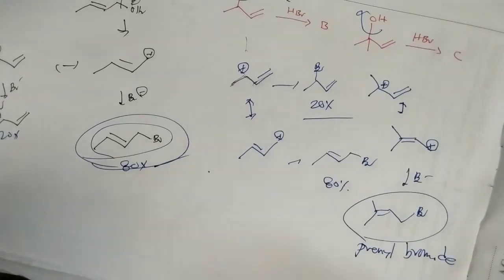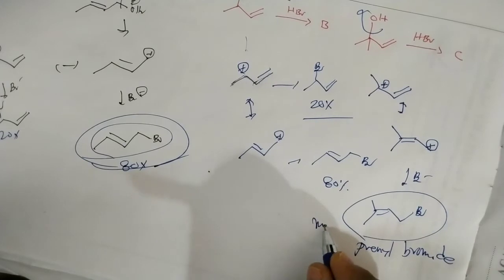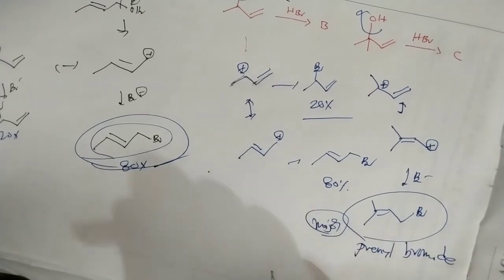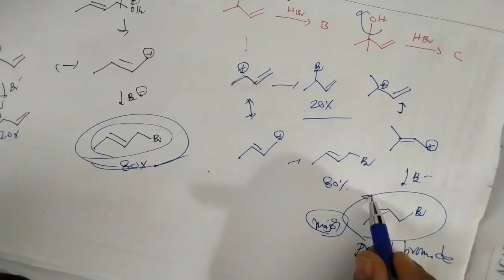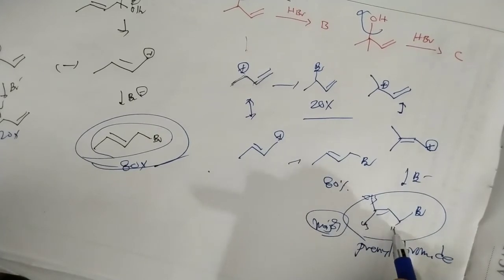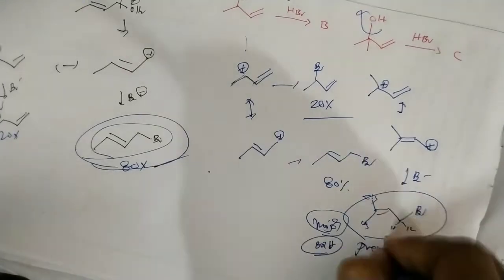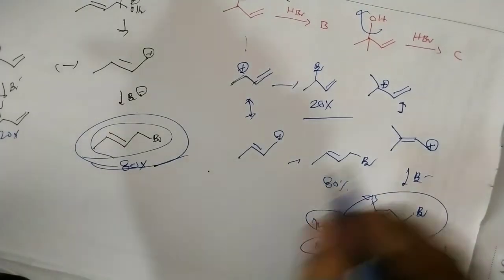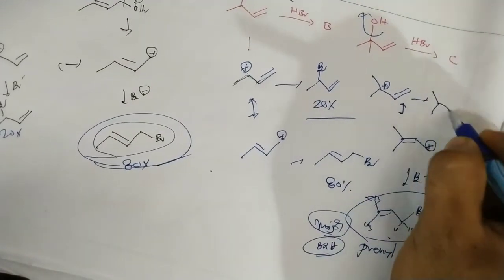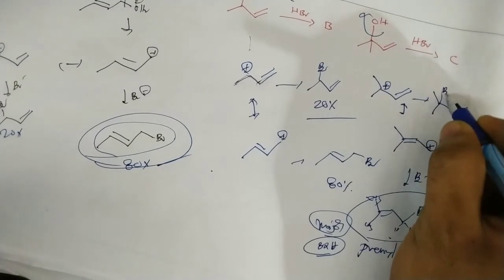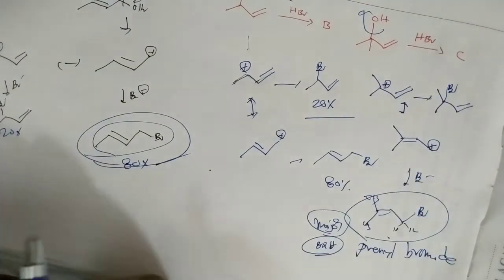In this case again, the prenyl bromide is the major product because it is thermally more stable. Here there are 3 alpha hydrogens, 3 alpha hydrogens and 2 alpha hydrogens here, so totally 8 alpha hydrogens. So it is thermally more stable. The alkene formed from the other is less stable, so that is the minor product.